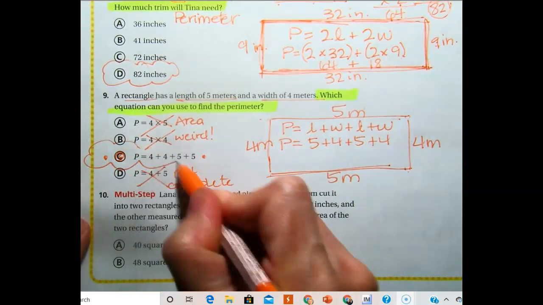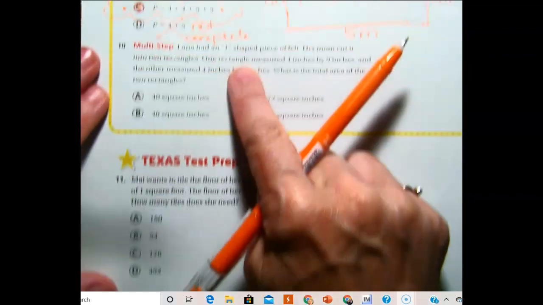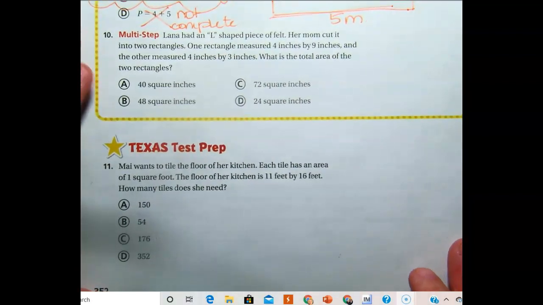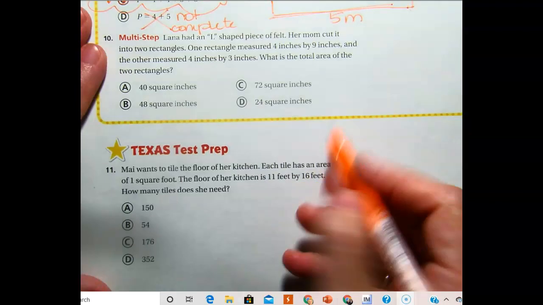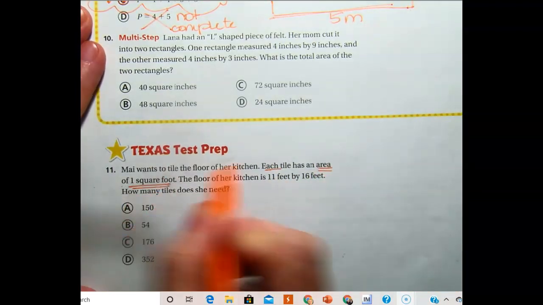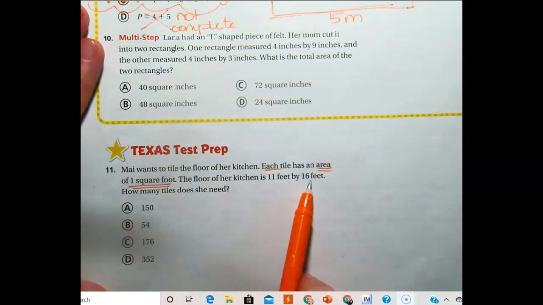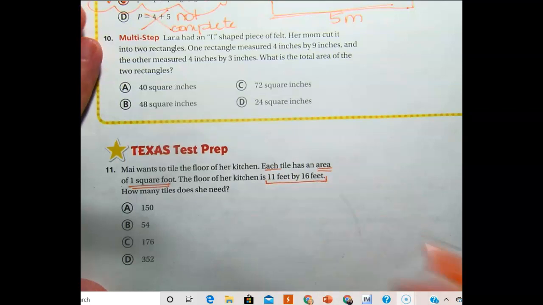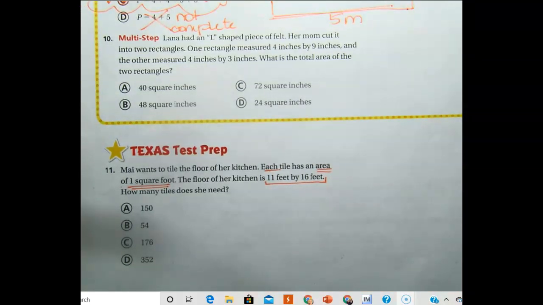Let's put a little fluffy cloud. Okay, so good job. We're going to come back to this multi-step. Let's do our Texas test prep. Mai wants to tile the floor of her kitchen. It says each tile has an area of 1 square foot. The floor of her kitchen is 11 feet by 16 feet. And what that means, that gives you the dimensions of that rectangular figure. How many tiles does she need?